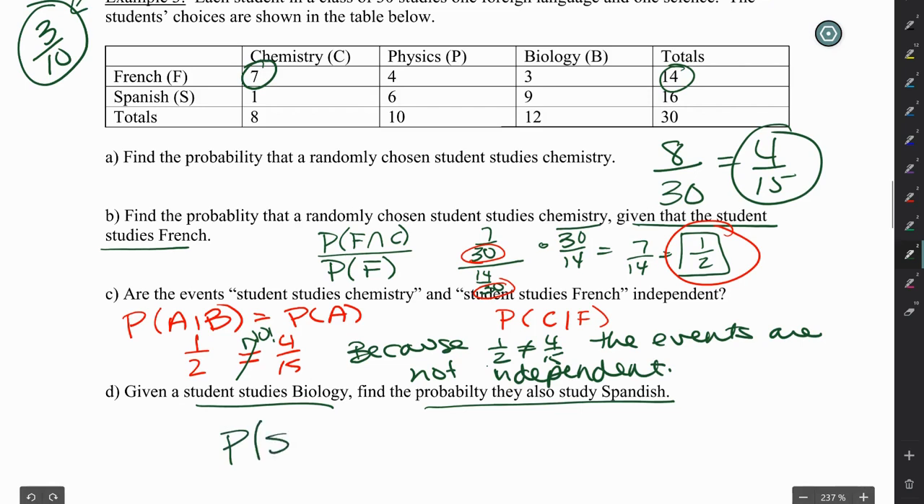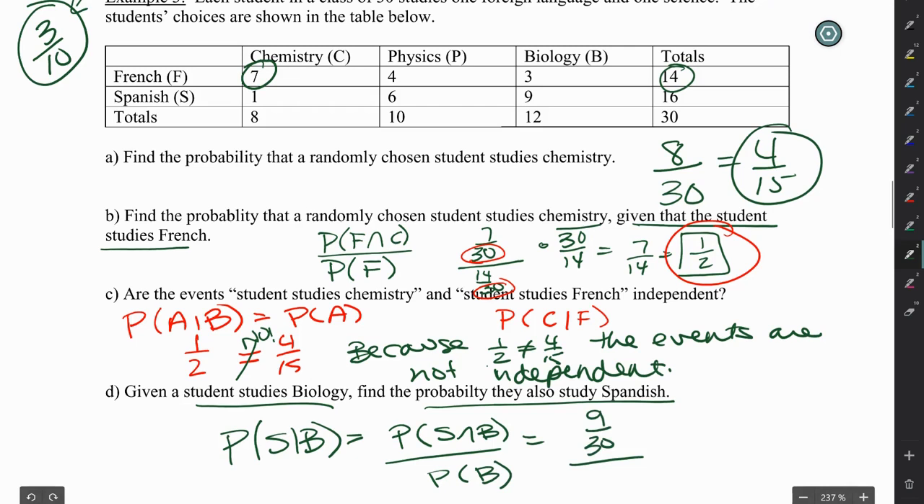The probability of Spanish given bio is the probability of Spanish and bio divided by the probability of just bio. The probability of Spanish and bio is 9 out of 30. The probability of just bio is 12 out of 30. Simplifying this gives me 9 out of 12, which is 3/4.